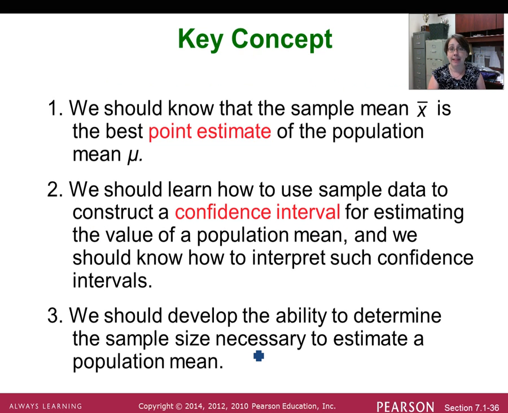Now, key concept. We should know that the sample mean x bar is the best point estimate of the population mean mu. We talked about that a little bit last time, because x bar targets mu. We should learn how to use sample data to construct a confidence interval. So we're going to get a sample data set, get a mean, and around that sample mean construct a confidence interval to estimate the actual value of the population mean. We should know how to interpret such confidence intervals. And third, we should develop the ability to determine the sample size necessary to estimate a population mean. So we're going to build confidence intervals, and then at the end we're going to talk about how big a sample we should have to estimate a mean.